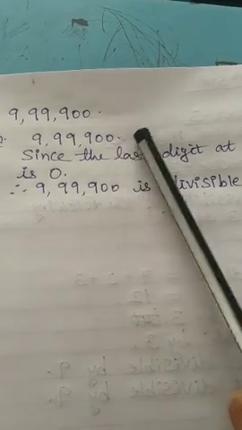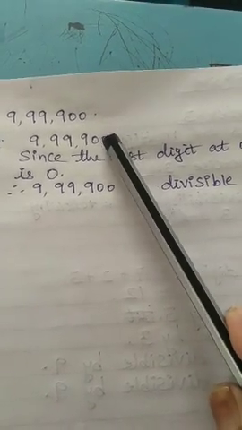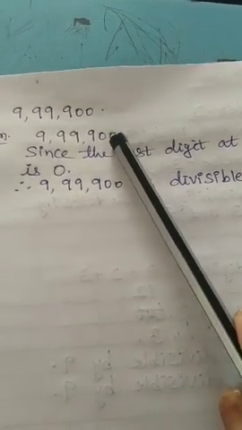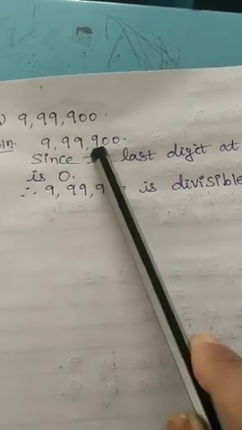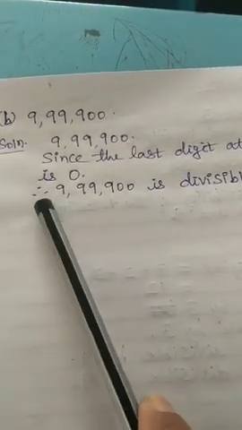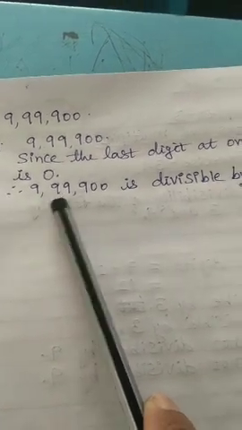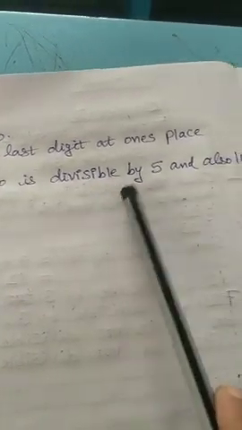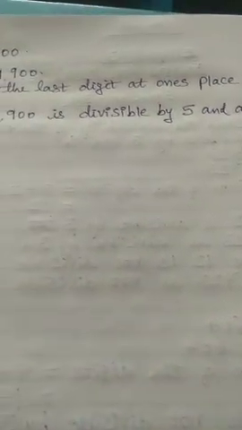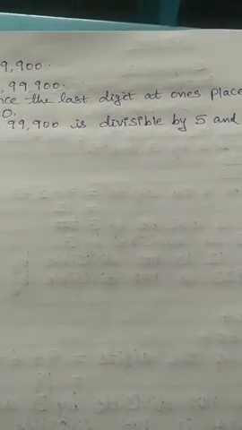And for 10, what is the rule? Compulsory the last digit must be 0. It is 0 here, so it is divisible by 10 also. So therefore, what you have to write? 9,99,900 is divisible by 5 and also 10. So this is how you have to check the divisibility rules for any given number.